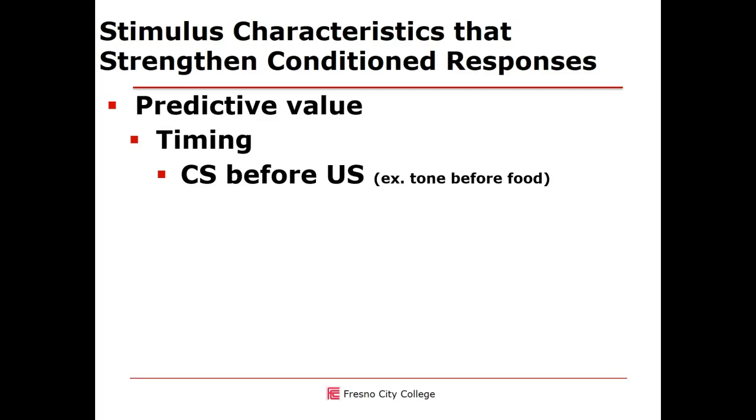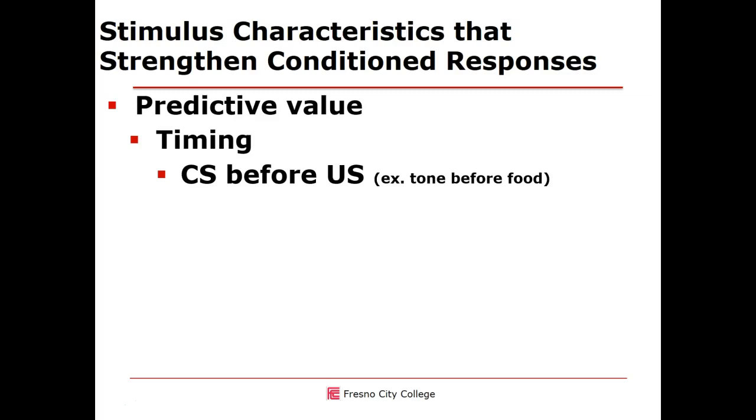Remember, it goes like this. Tone followed by food causes salivation, until the tone all by itself can elicit salivation, because of its association with the food. It would not make sense to have the food followed by the tone. The dog is already salivating to the food, so the tone has no predictive value.